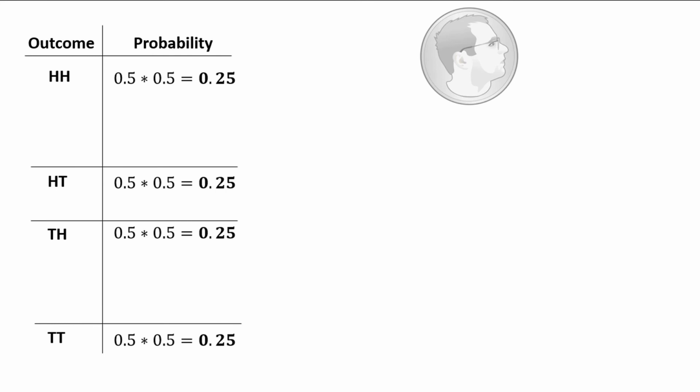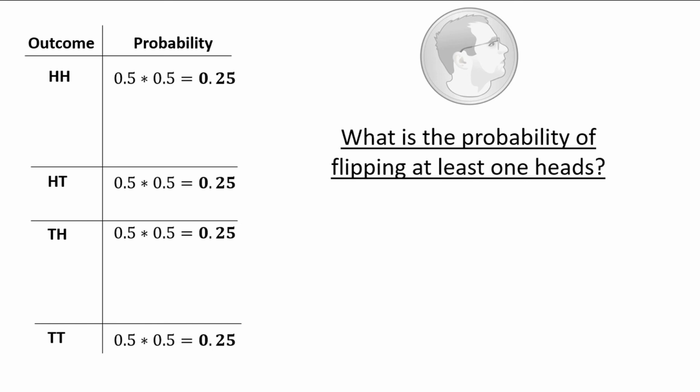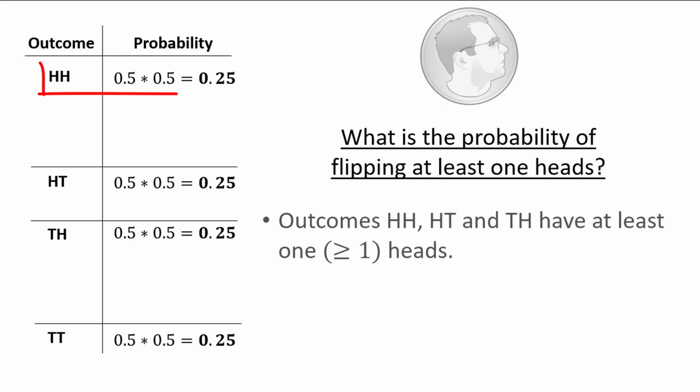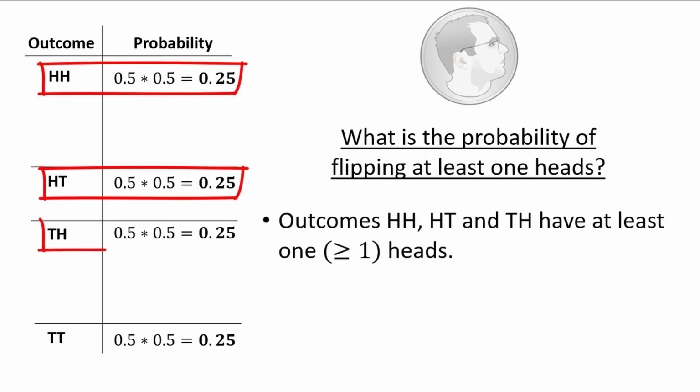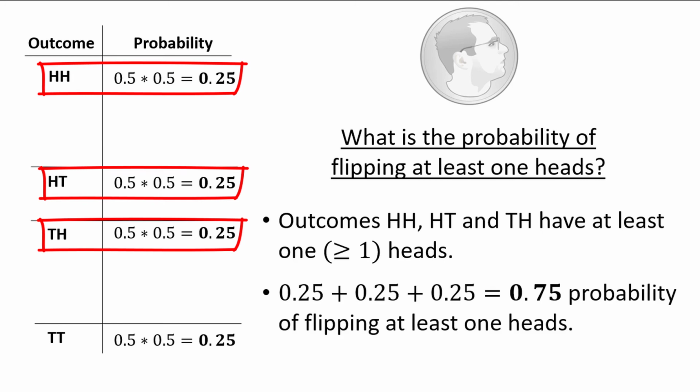From this table that I made using the tree diagram, we can answer probability questions, such as what is the probability of flipping at least one heads? Well, we find all of the outcomes where there is one or two heads and add up their probabilities. The outcomes with at least one heads include HH, HT, and TH. The corresponding probabilities are 0.25, 0.25, and 0.25. Adding these probabilities together gives us 0.75.